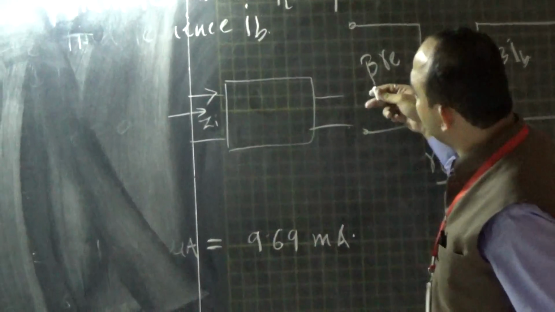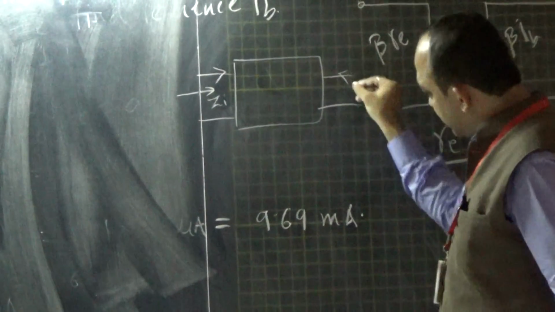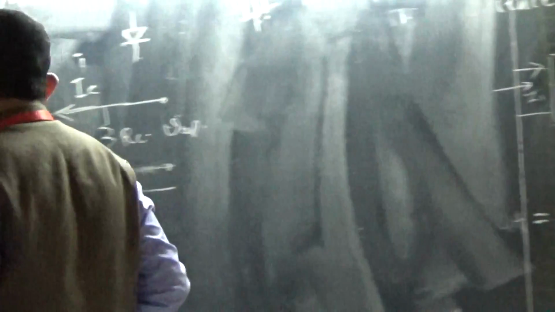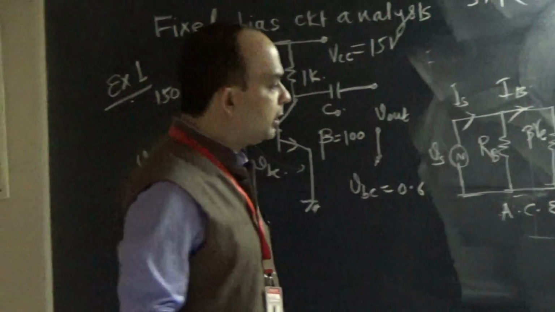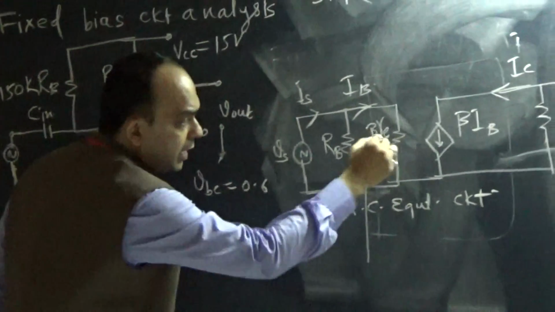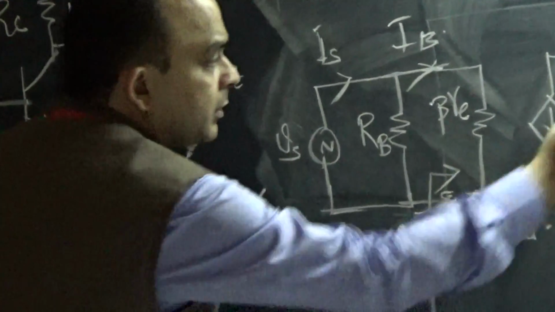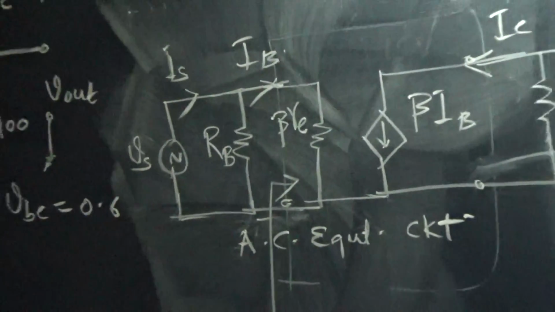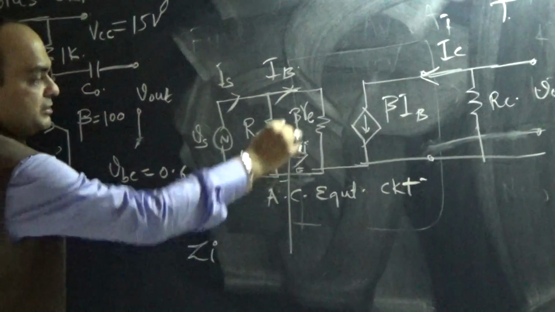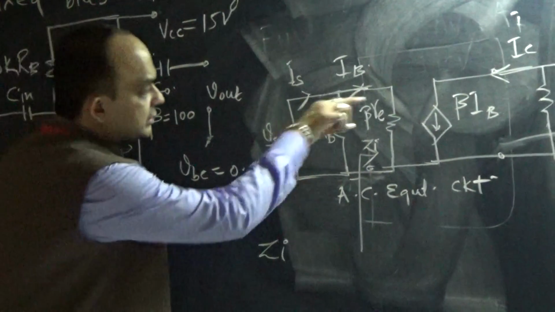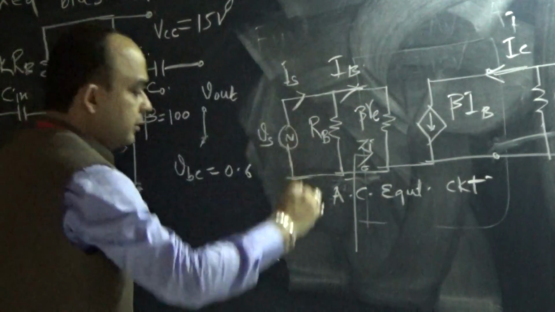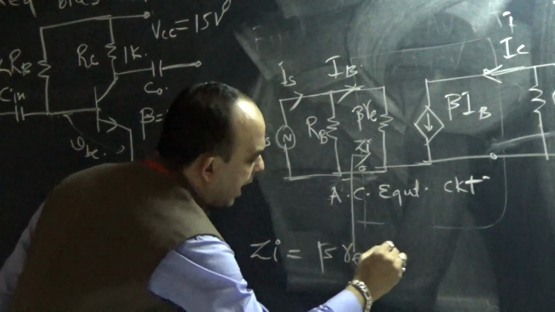Suppose if I apply some input source over here, whatever resistance is seen by these terminals is called Zi. So let us find out Zi. In order to find out Zi, we have got two permutations. One is impedance seen at the BJT terminals. What will be Zi at the BJT level? Resistance seen by this. Here it is open. So the only resistance is what? Zi is equal to beta times re.